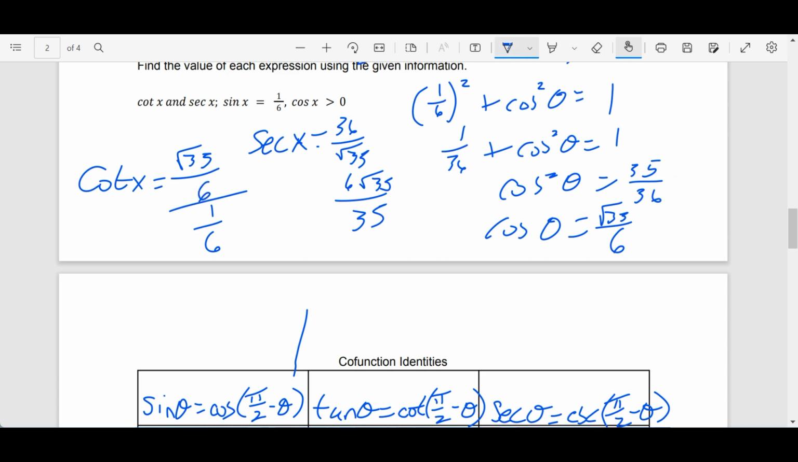So 6 is canceled, so that leaves me with the answer of root 35. Once again, I did that because I needed to square root this whole thing, not just the numerator.